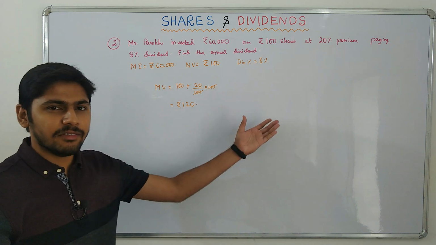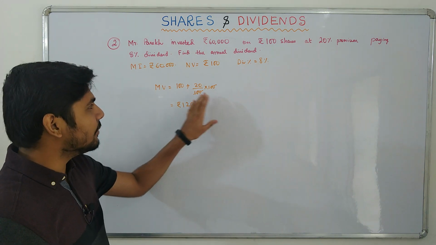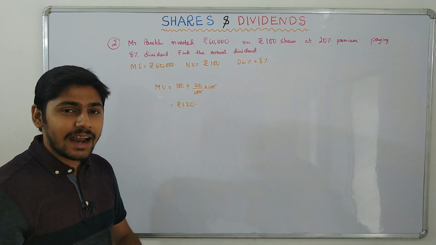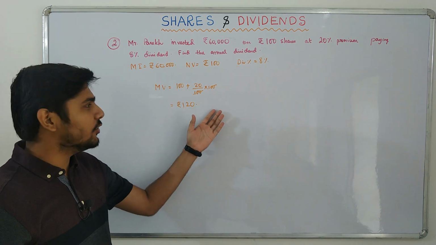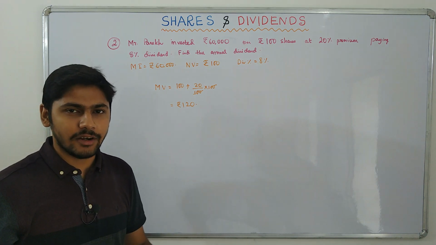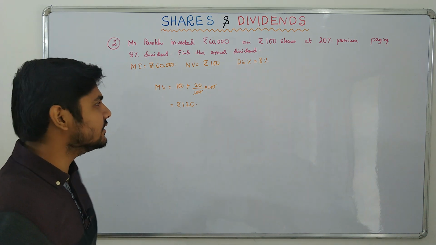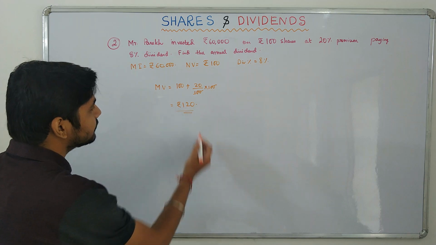So in case of premium, if a percentage is given, we add the percentage to the nominal value, and in case of discount, we will deduct that percentage of nominal value to get the market value. It's very simple. I hope you understand this. So we get the market value.